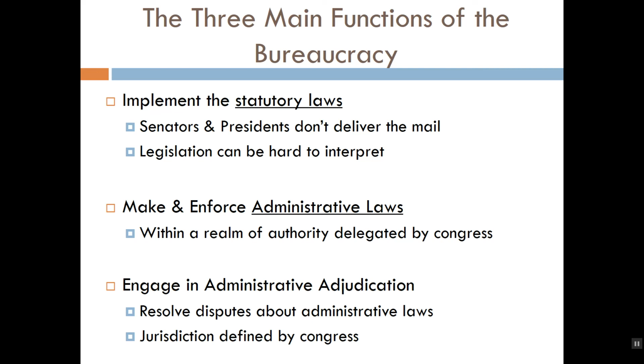In addition to implementing statutory laws, however, the executive bureaucracy is also expected to make and enforce administrative laws. If a statutory law is a law made by Congress and a constitutional law is a law made by the Constitution, then an administrative law is a law made by an executive bureaucratic agency. Administrative laws come from unelected bureaucracies and are sometimes referred to as regulations.